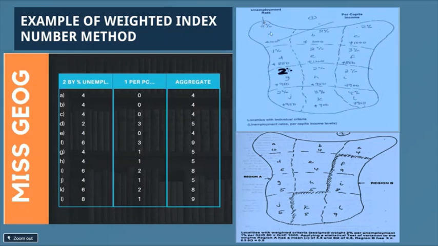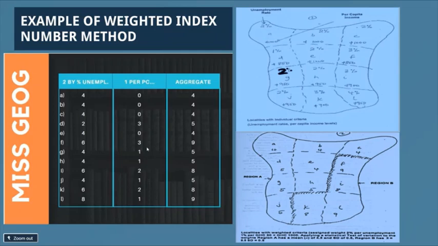So in that case, region A's unemployment value will become 4, whilst region B multiplied by 2 will also be 4, region C multiplied by 2 also 4, but area D or territory D's value, which is 1, will become 2. So we'll repeat this process for all the territories, and from there we'll get into the second weight or the second criteria.